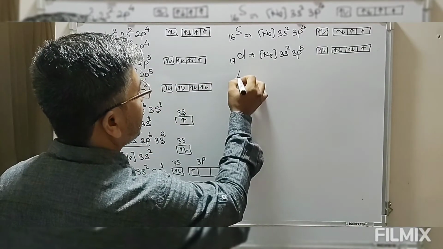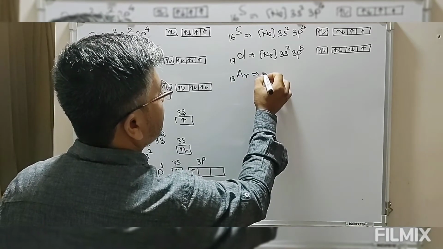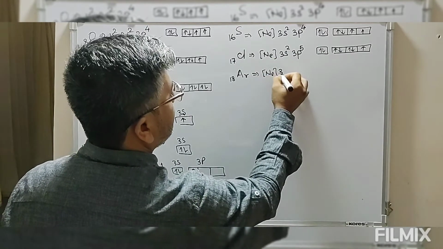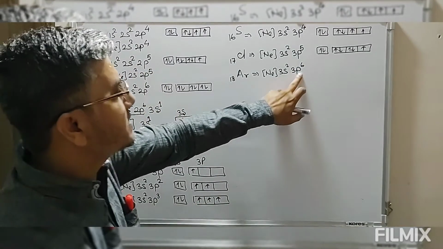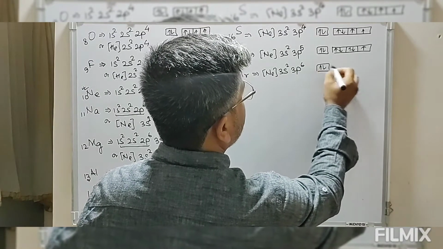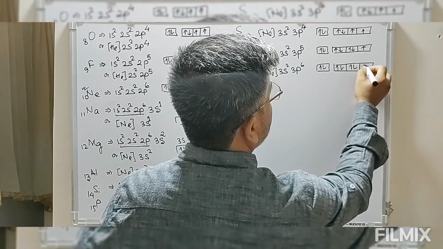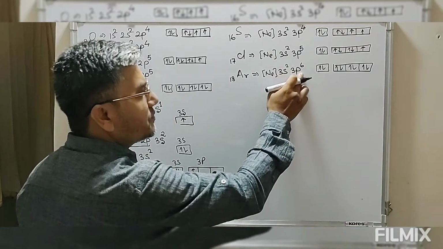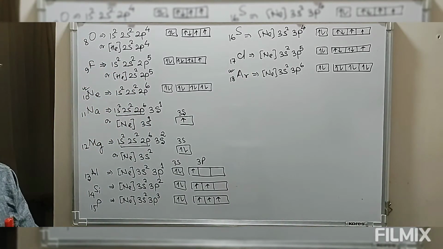Then we have argon, atomic number 18. So this is neon 3s2 3p6. Now look at this, p is completely occupied. So the valence shell configuration here is again completely occupied. In this, the 3p orbitals are completely filled. Again, we say argon is a noble gas.